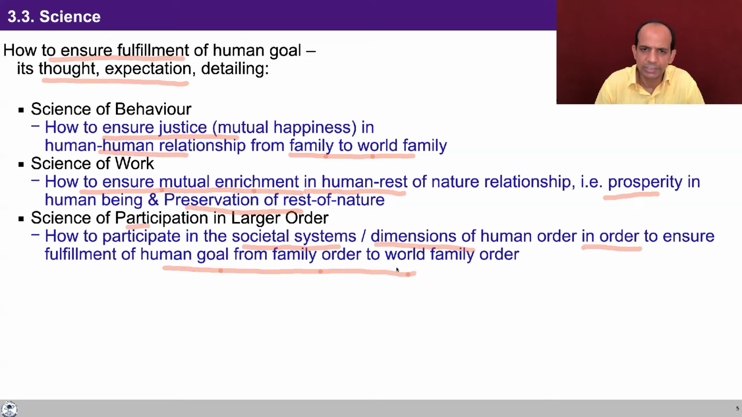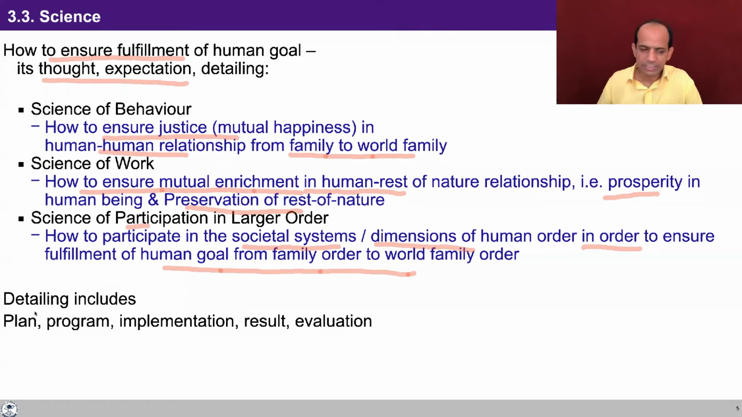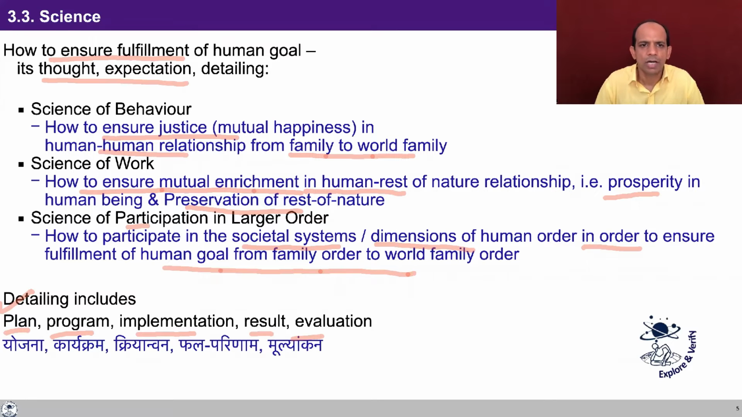So I hope you are able to see this. So the detailing would include the following things: the plans, programs, the implementation strategies, results, evaluation, isn't it? So we'll expand upon all these. So we have to draw plans, we have to draw programs, we have to make implementation strategies. Then you have to evaluate the results, isn't it? All these will be included. So are you able to see this?